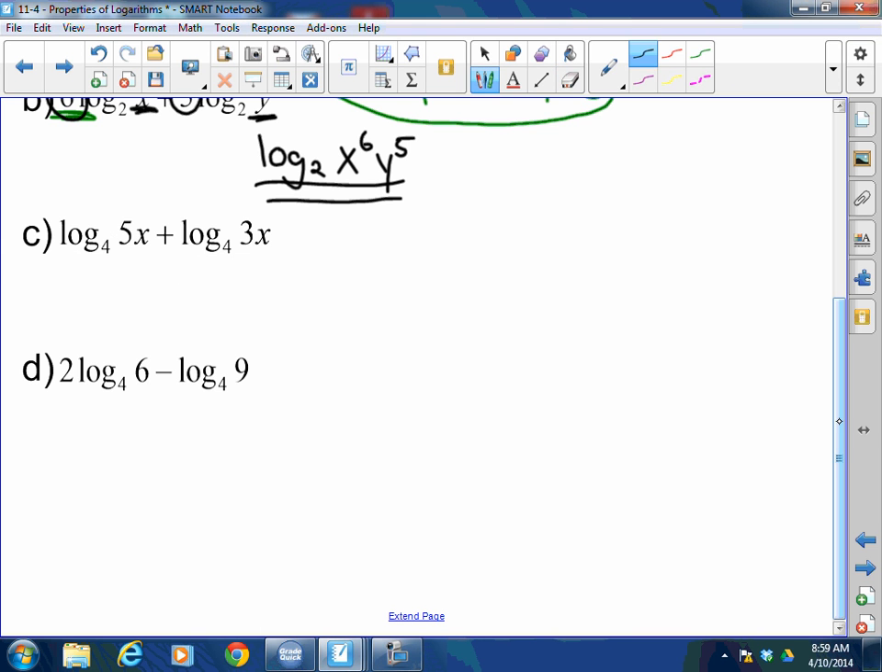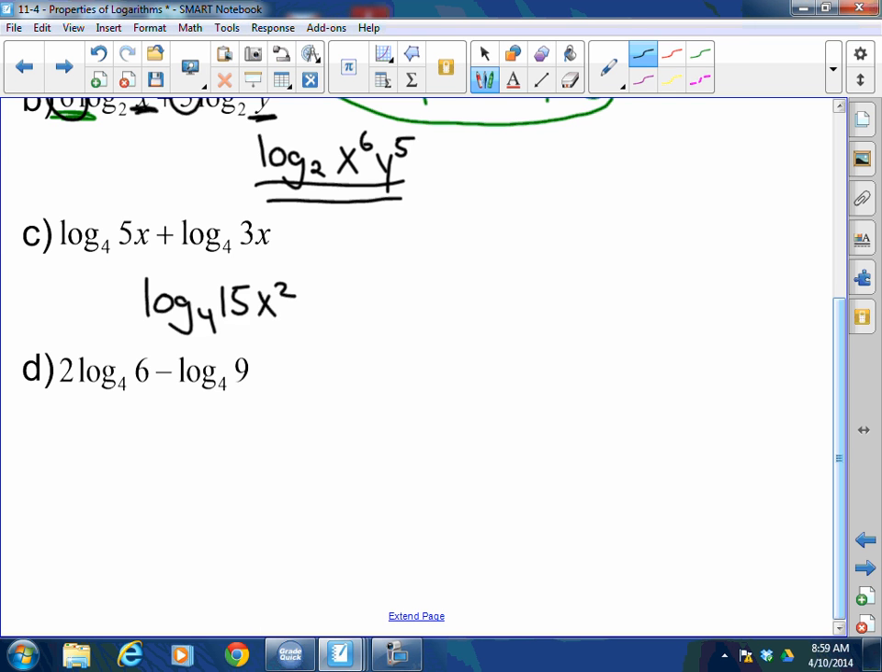Okay, here, I've got log base 4 of 5x plus log base 4 of 3x. What would this combine into as a single log? Log base 4, good job. 15x squared, I love it. Beautiful, very nice.